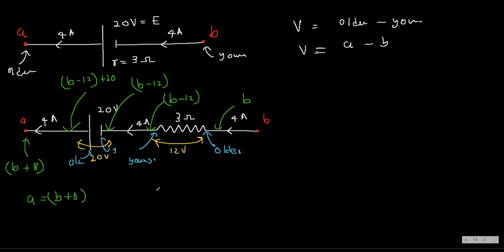Am I correct? Now we have to calculate V, which is equal to A, which is B plus 8, minus B. B and B cancel out. Then V is equal to 8. Is it clear or not? Okay, sir.